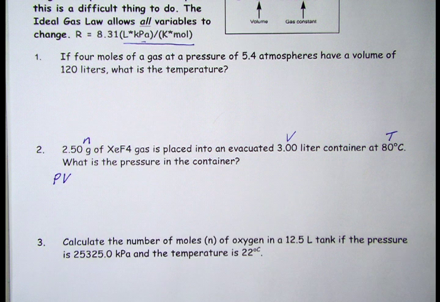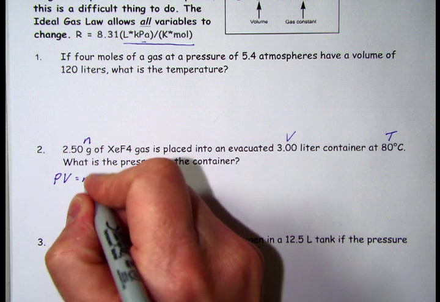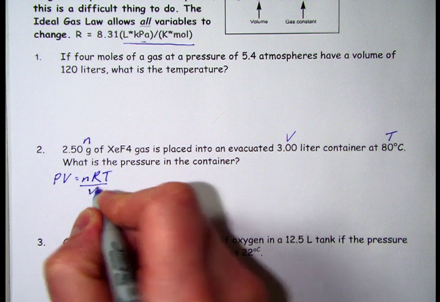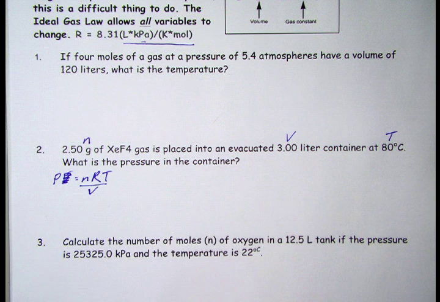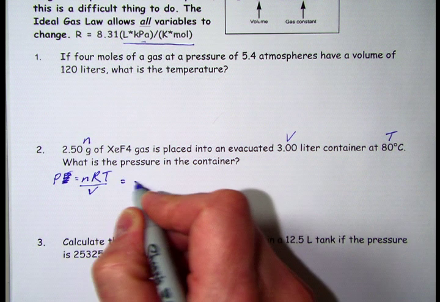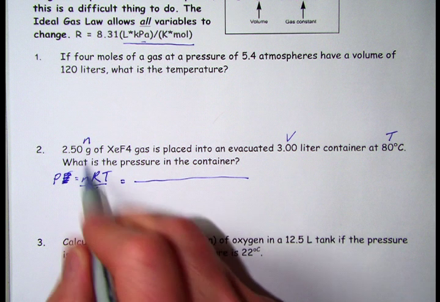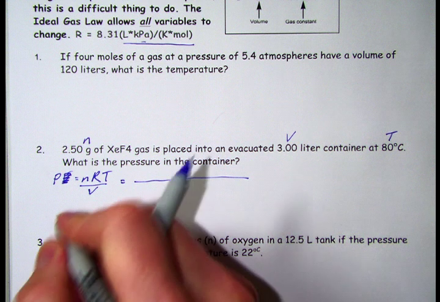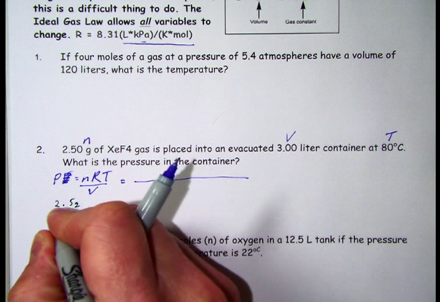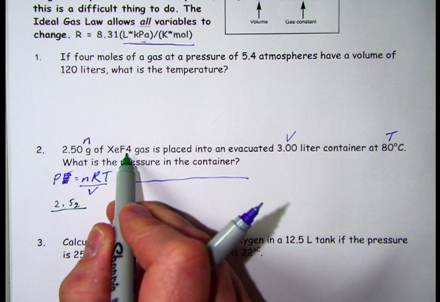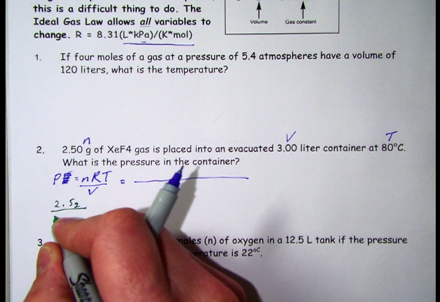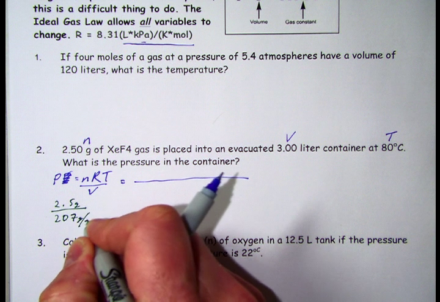So it's the ideal gas law. There's no initial or final. There's just one pressure, one volume, one temperature, and one amount. Okay, and we're going to solve this for pressure, so we're going to divide V out of the left side. Okay, so we've got N, but we can't use it in grams. We've got to convert first. So we have 2.5 grams. We're going to divide it by the molar mass of xenon tetrafluoride. So it's the weight of 1 xenon and 4 fluorides. That's 207 grams per mole.